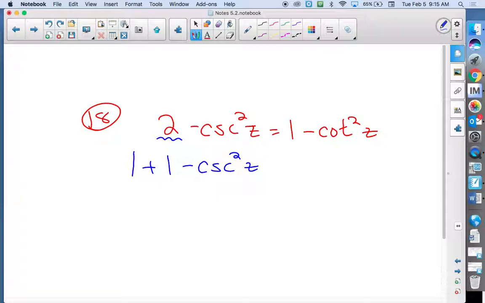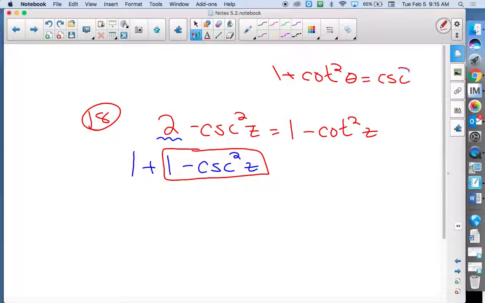Alright, Ben, why does that help you? Because I know that there's an identity that has cosecant and 1 in it. But then I looked at the identity and it's actually cosecant minus 1. And so I put the 1 minus cosecant squared in parentheses and took out the negative, so it became cosecant squared z minus 1.